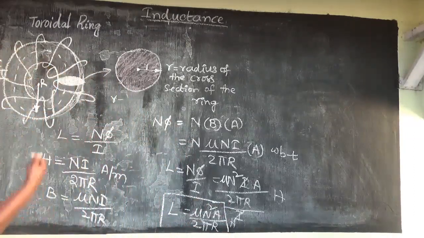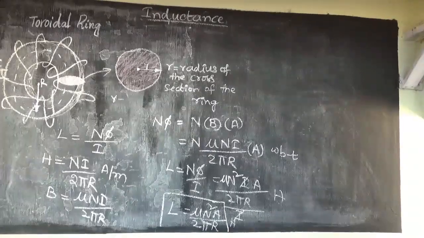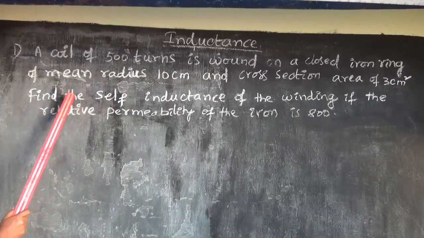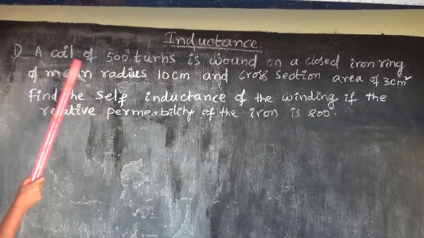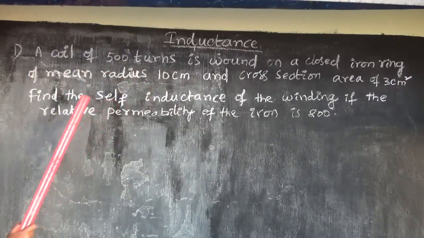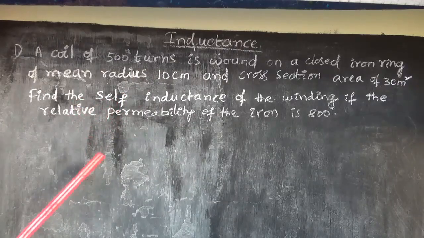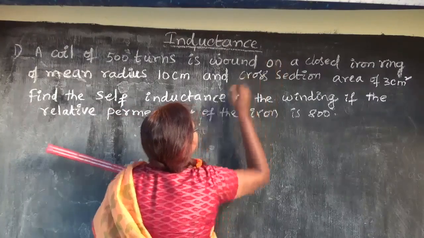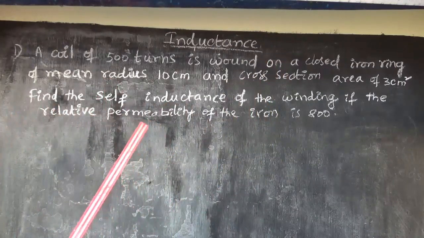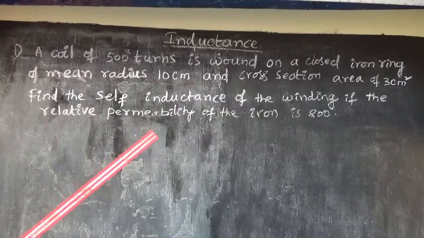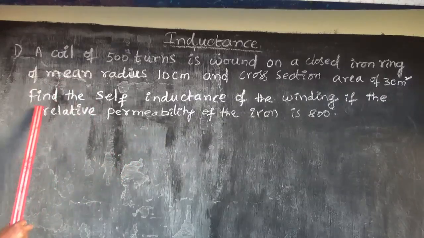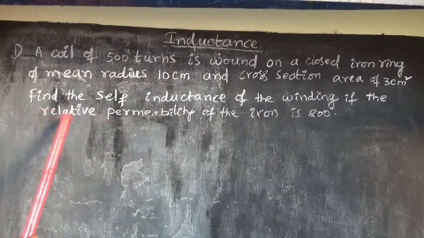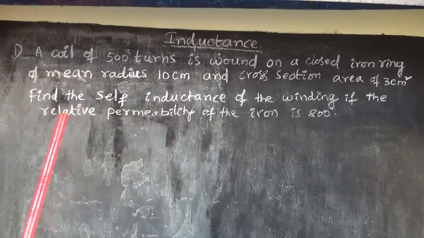Now we will do some problem. So we will do a toroid problem. A coil of 500 turns is wound on a closed iron ring of mean radius 10 centimeters and cross section area of 3 centimeters square. Find the self inductance of the winding if the relative permeability of the iron is 100.